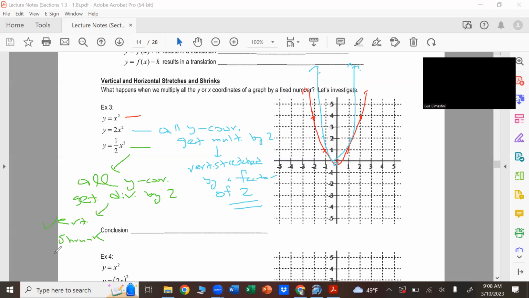Is that the same as having an exponent of 2.5? No, that's an exponential. That's much different. That would get rapidly smaller. We'll cover that in a later unit.